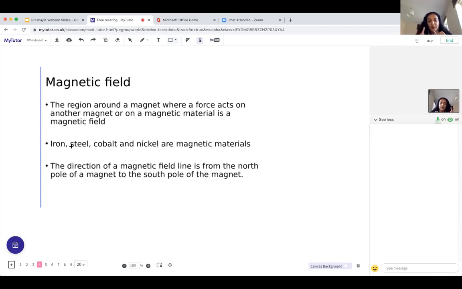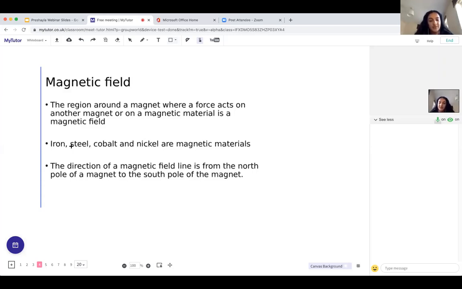So you can either put another magnet in or a magnetic material, for example a paperclip, iron, steel, cobalt, or nickel. So those things, a magnet or any of those materials, when placed in an existing magnetic field, become magnetic materials.